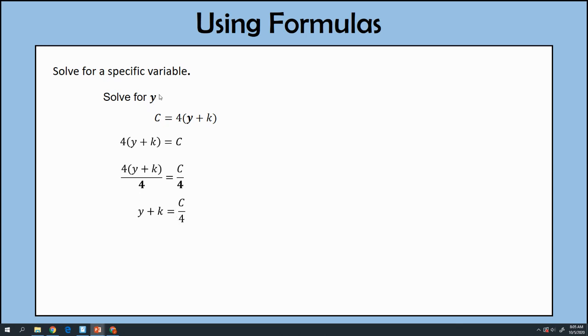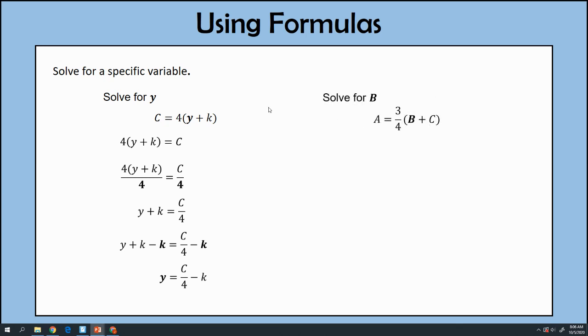Now we're trying to solve for y. Okay, y is right here. I want to get it by itself, so I've got to eliminate this k. So I'm going to subtract k from both sides. k minus k is 0. So y equals c over 4 minus k. And that's my answer. I leave it like that.